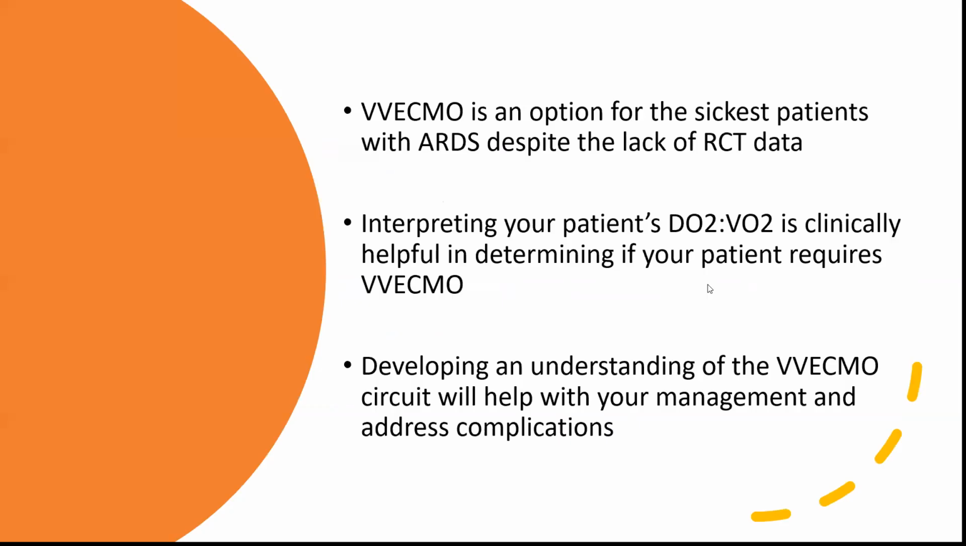All right, so VV is an option. Interpret your DO2, VO2 clinically if you're not calculating it, and make sure you have a very good understanding of the components. We don't see these patients regularly, so this is something you guys have to take upon yourself to review and read up on the complications and things like that, because that's the only way it's going to stick. All right, thank you guys. Sorry I went a little bit over.